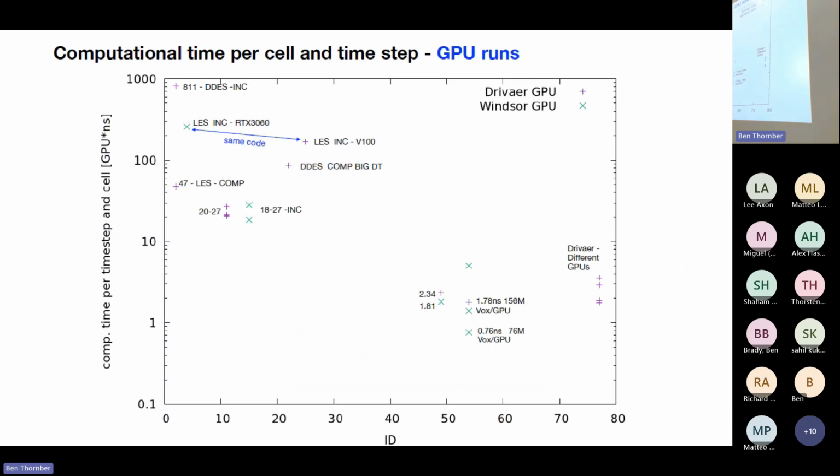And so here I plot the results for the GPU runs. And what can we see?